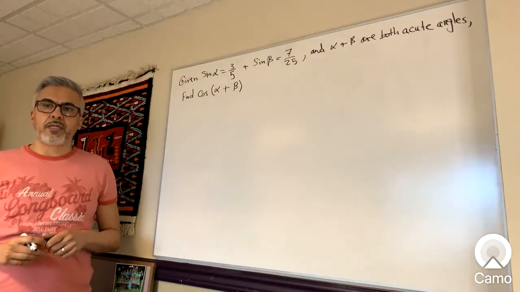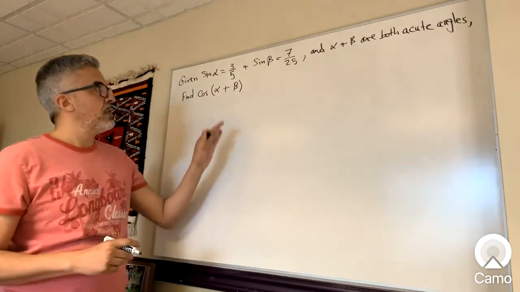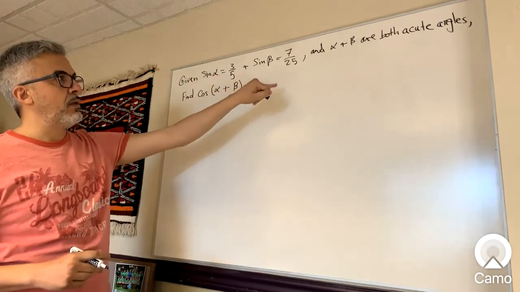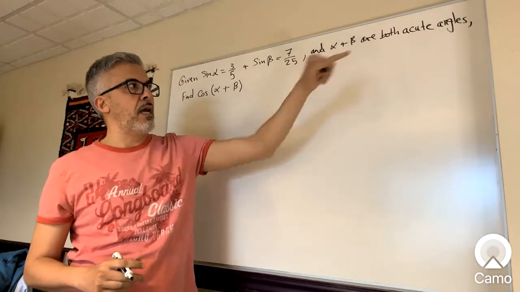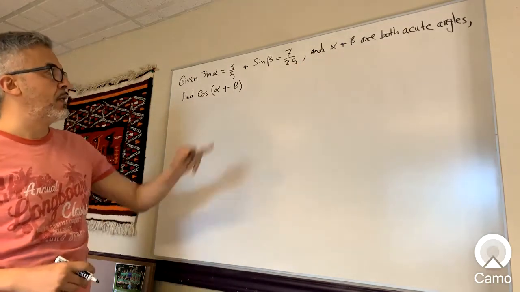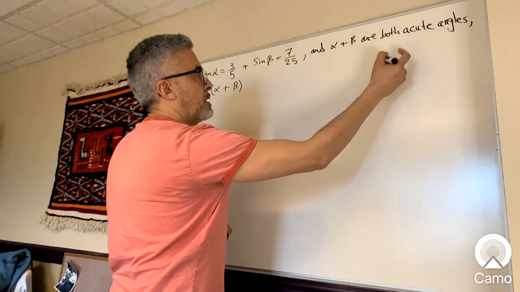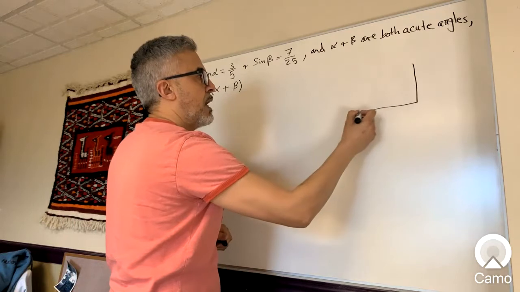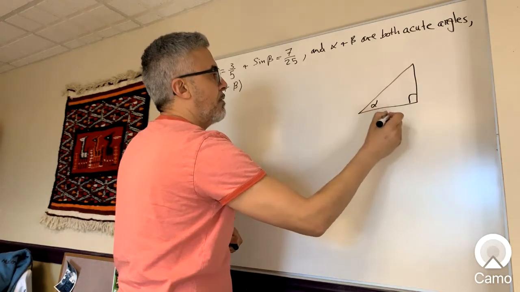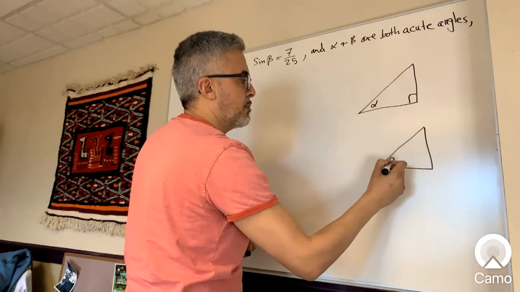So here's another question that involves the addition identity for cos. Now we're given sine alpha and sine beta, what they equal, and both of them are acute angles. So that means they're in the first quadrant, or you just draw a triangle with alpha and beta. Since they're acute angles, I'm just going to draw 2 triangles here and say this is alpha, and then the other one, we're going to say this is beta.